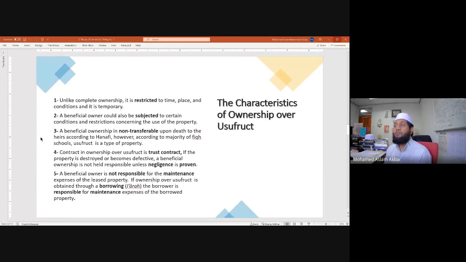All right. So similarly, you have ownership over property, and ownership over rights, what we talked about earlier, the huquq al-irtifaq. So these are the things, and this is the reason why we are discussing them in this particular subject.